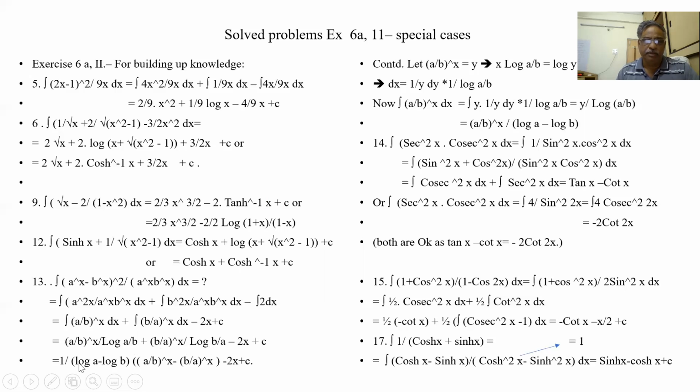So if I take 1 by log a by b, that is log a minus log b, into a by b. Divided by log a by b can be written as log b by a, that means log b minus log a. Divided by log b by a can be written as log a by b, that is log a minus log b. So when I take out log a minus log b, here a minus will come. So this becomes a by b to the power of x, b by a to the power of x, minus 2x plus c. This is the simplified answer.